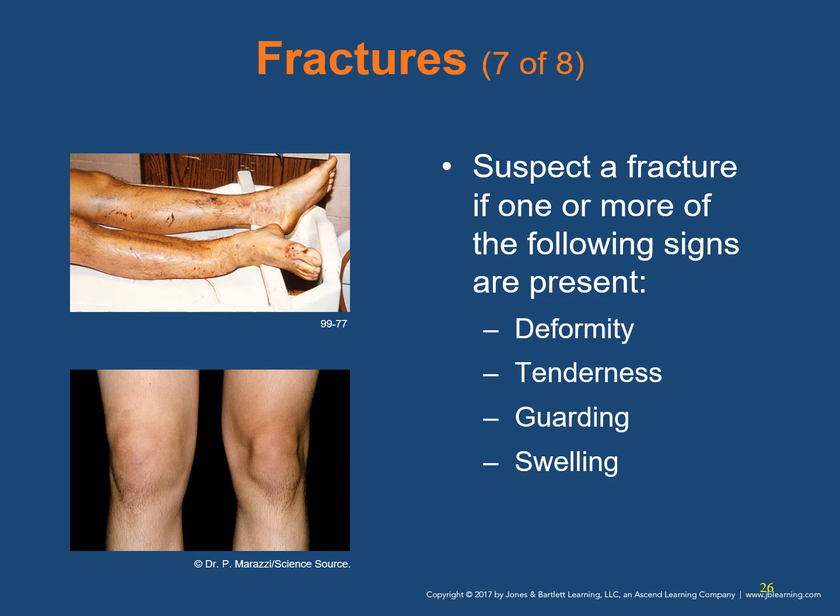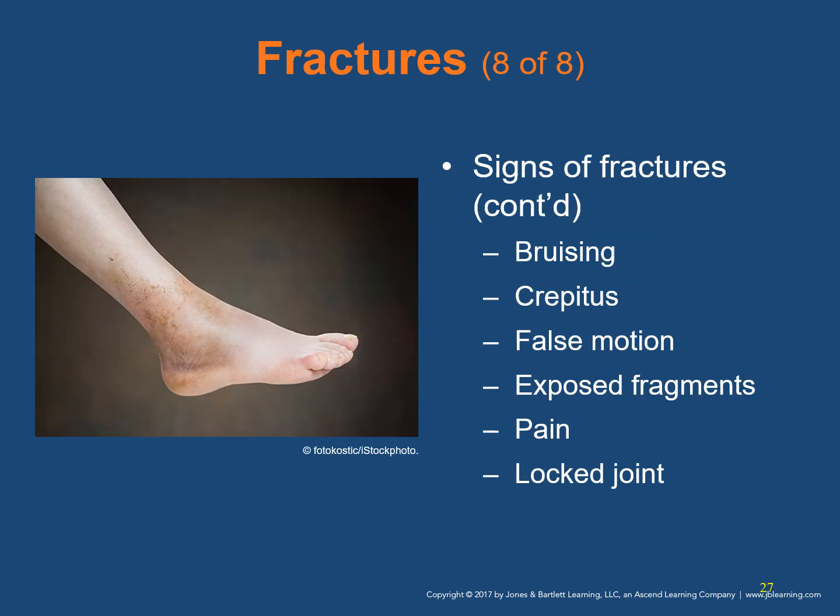Guarding. An inability to use the extremity, or the patient's way of immobilizing it to minimize pain. The muscles around the fracture contract in an attempt to prevent any movement of the broken bone. Swelling. Rapid swelling usually indicates bleeding from a fracture and is typically followed by substantial pain. Bruising. Fractures are almost always associated with ecchymosis of the surrounding soft tissues. Bruising may be present after almost any injury and may take hours to develop.